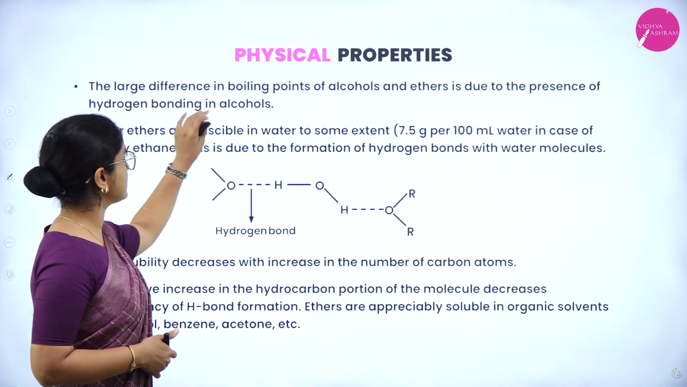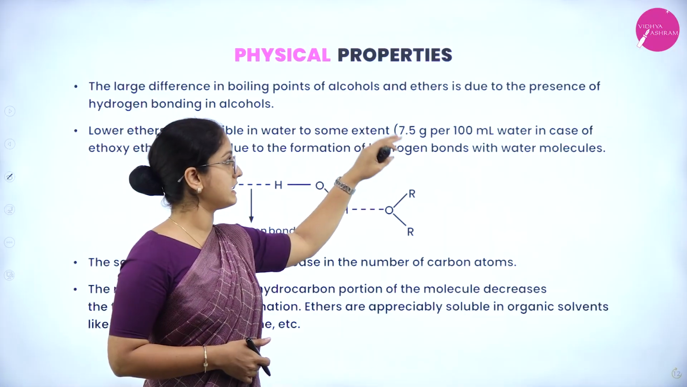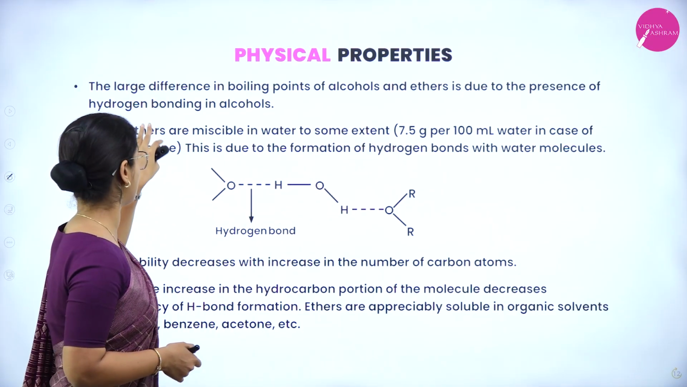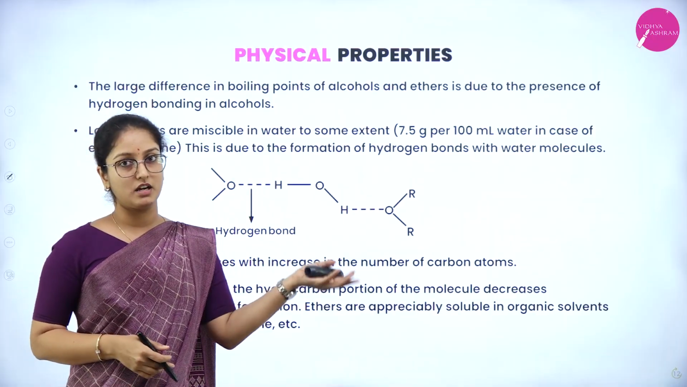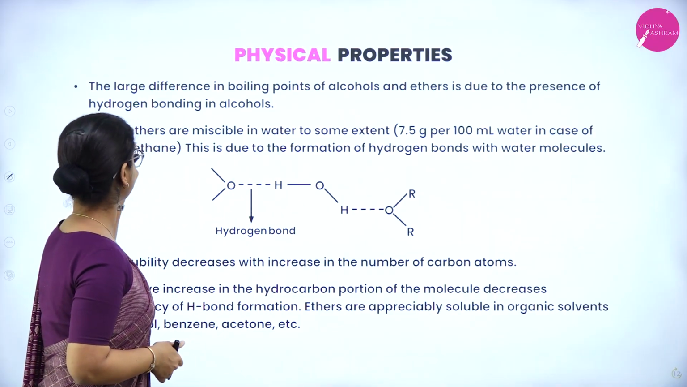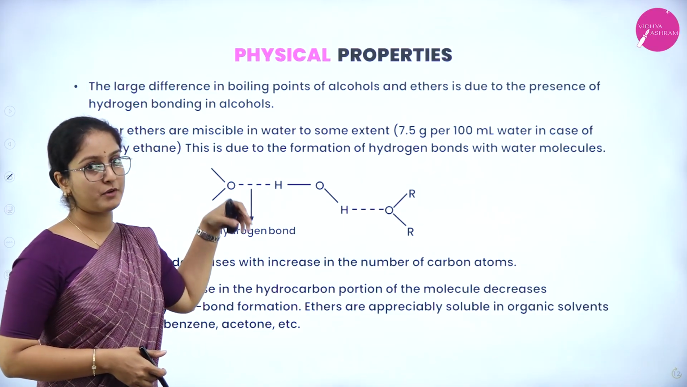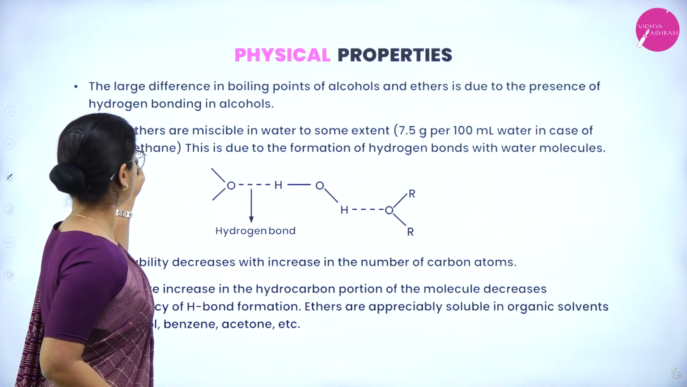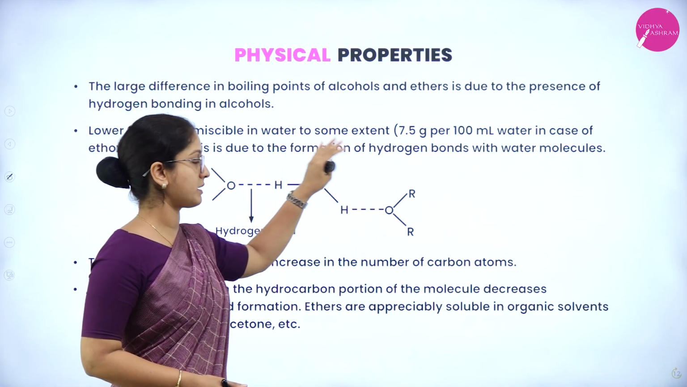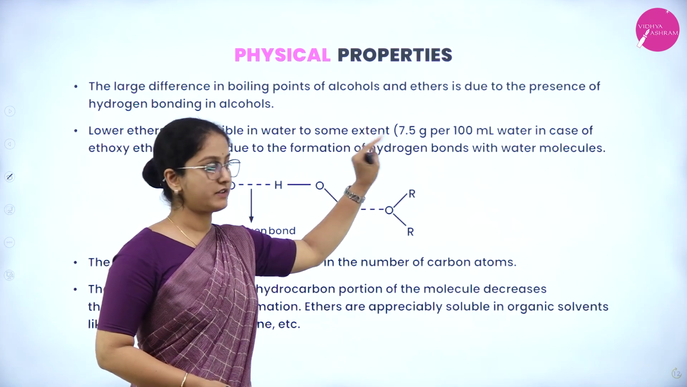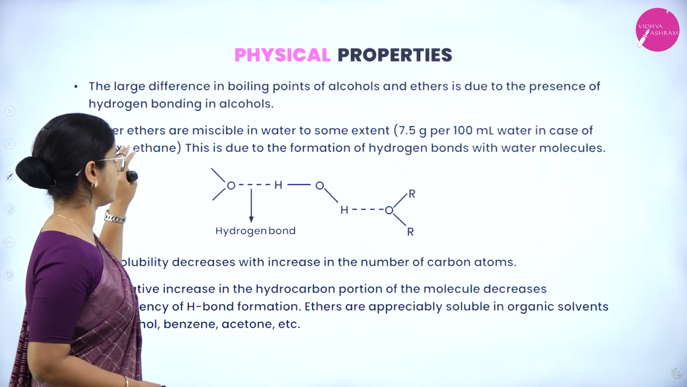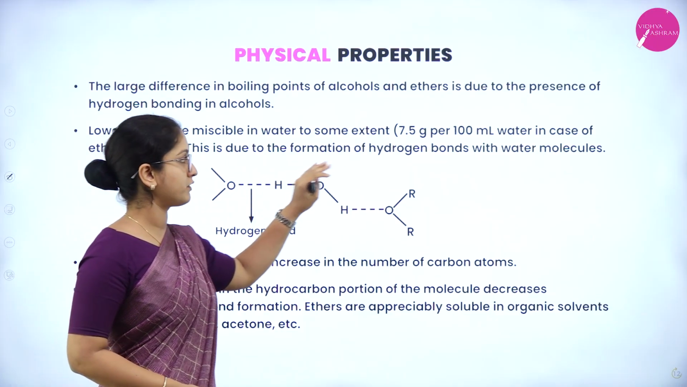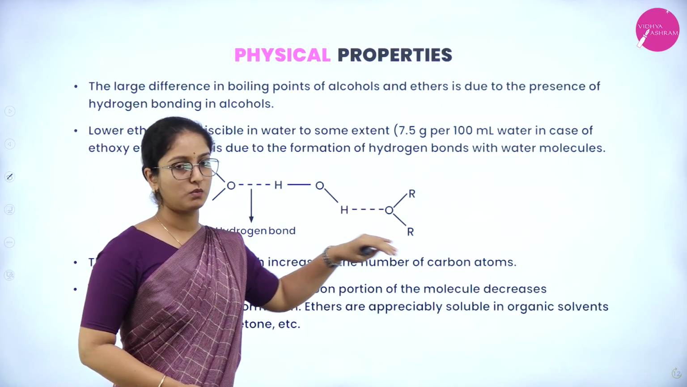Next, the large difference in boiling points of alcohols and ethers is due to the presence of hydrogen bonding in alcohols. That is, it can be intra or inter hydrogen bonding. Lower ethers are miscible in water to some extent, probably around 7.5 grams per 100 ml of water in the case of ethoxyethane. This is due to the formation of hydrogen bonds with the water molecule.